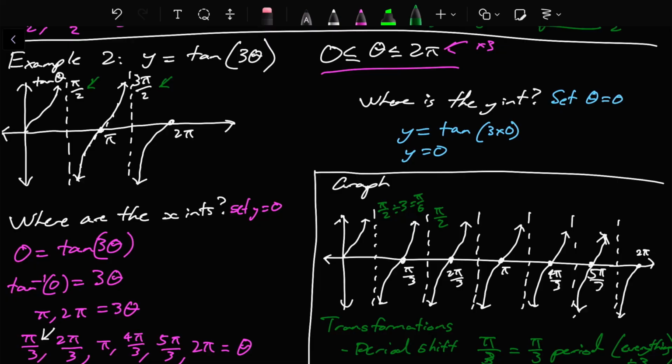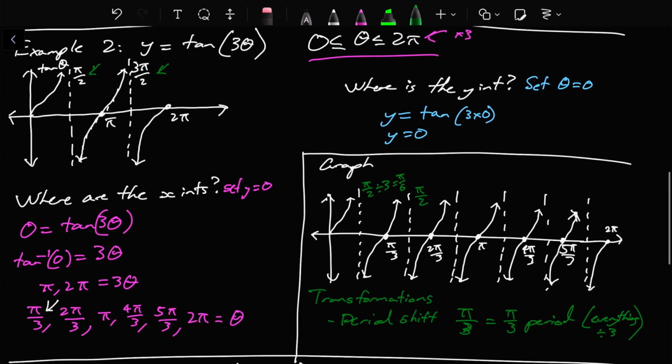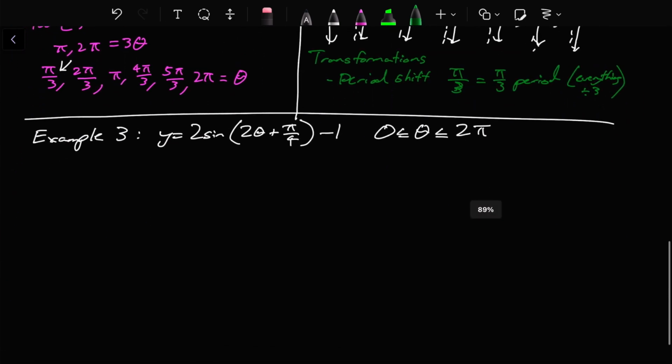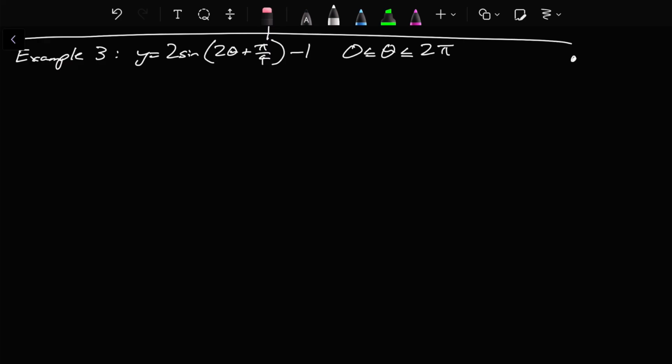That's good. Yeah, that's how we would graph this tangent function. All right, let's do the last one. The last one's a bit more involved. Alrighty, this is example 3.